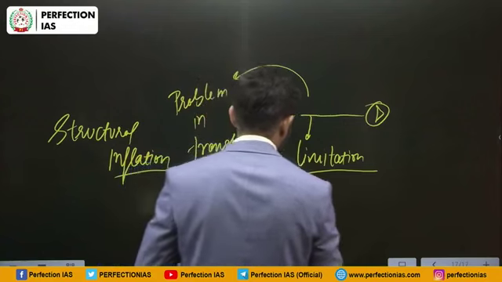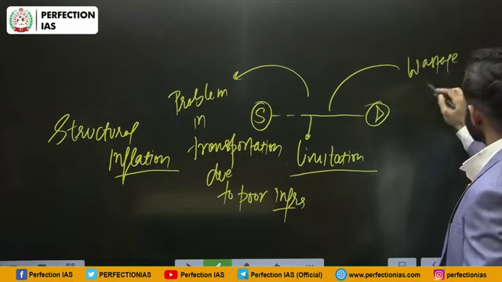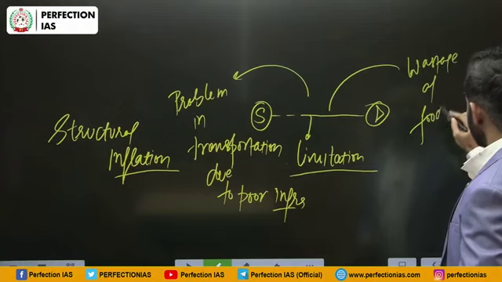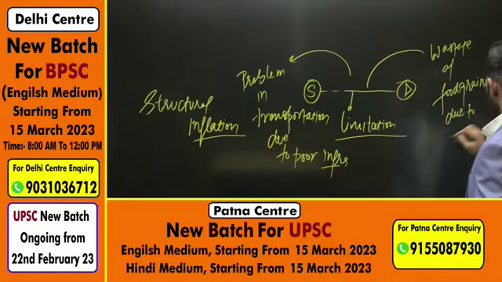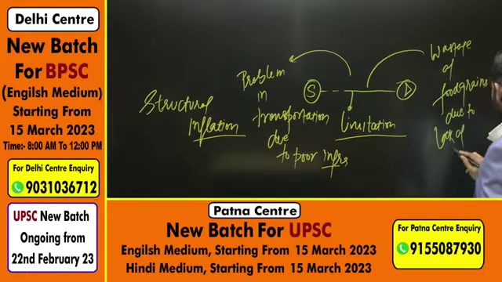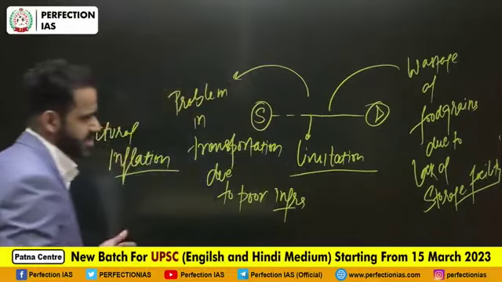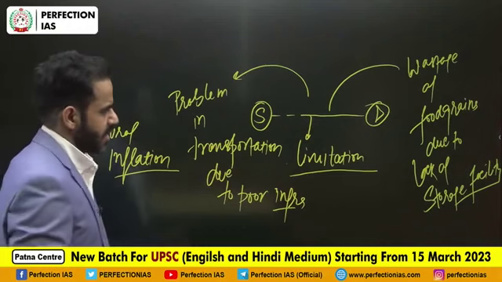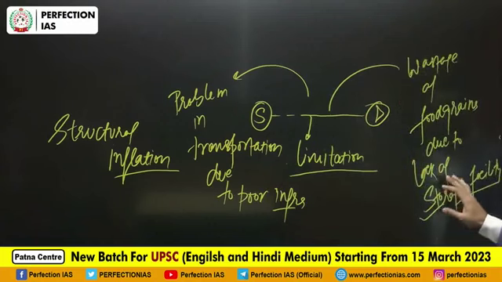Another would be, say, wastage of food grains due to lack of storage facility. So structural issues means anything that is acting as a barrier or limitation between the supply and demand. So we have sufficient food grains, but because of lack of storage facility, there was huge wastage, and that is why supply was hampered.